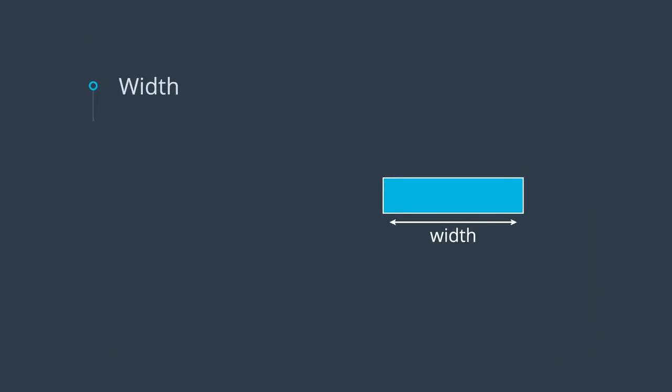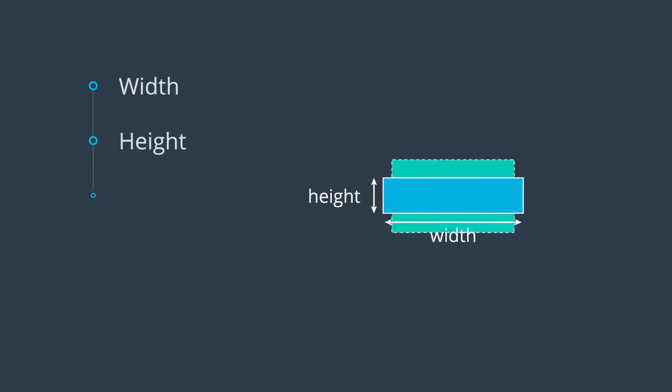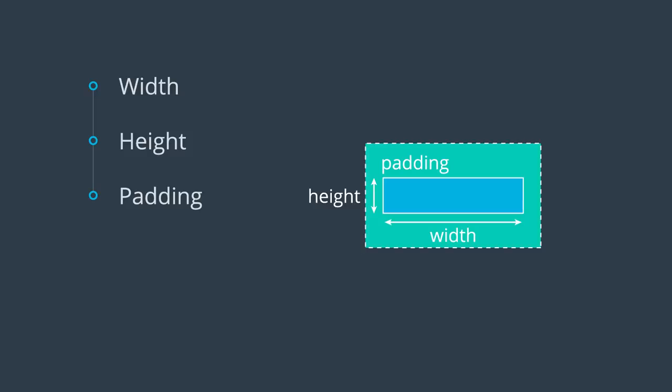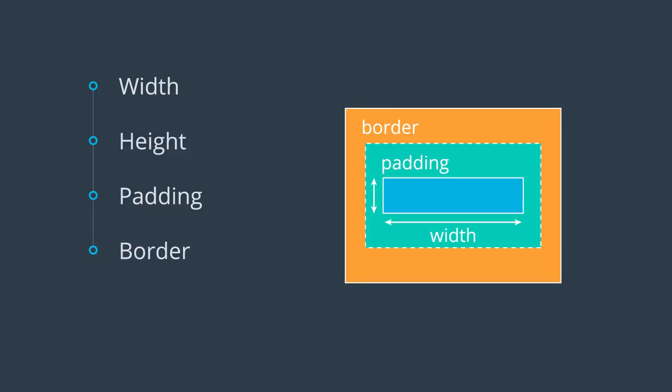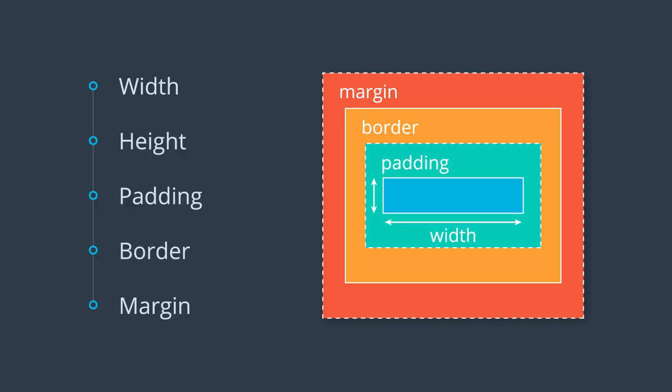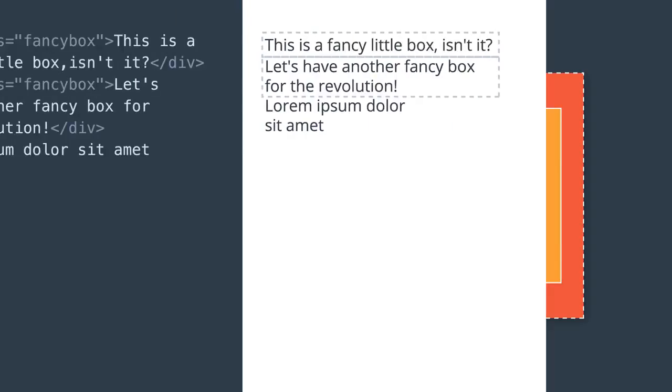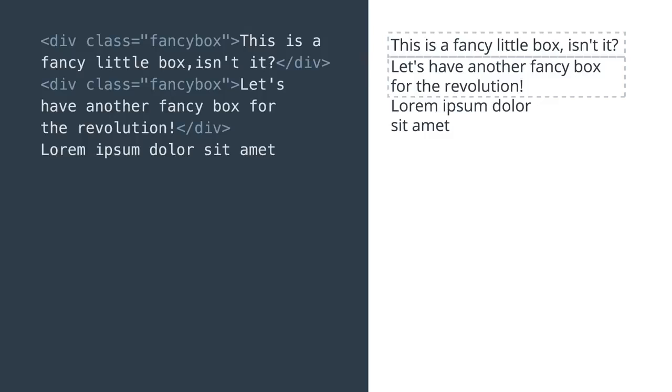There's the width, the height of the box. There's the padding, which is the space around the contents of the box. Outside the padding is the box's border, which is usually invisible, but you can turn it on with CSS. Then there's the margin, which is the space that the browser makes between this box and other boxes. Each of these is something that you can set a value measured in CSS units, such as pixels or ems.